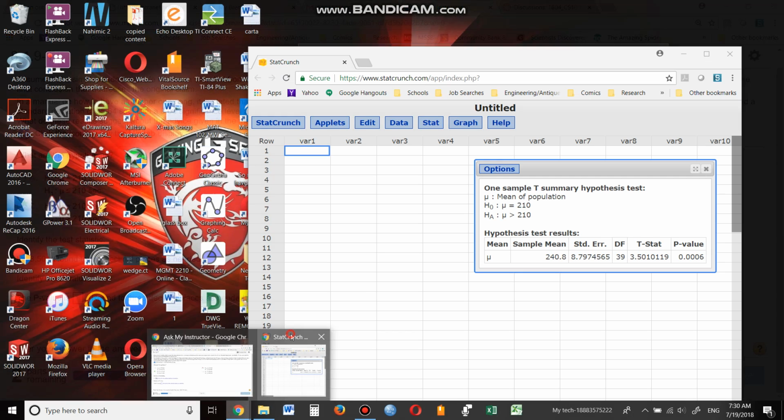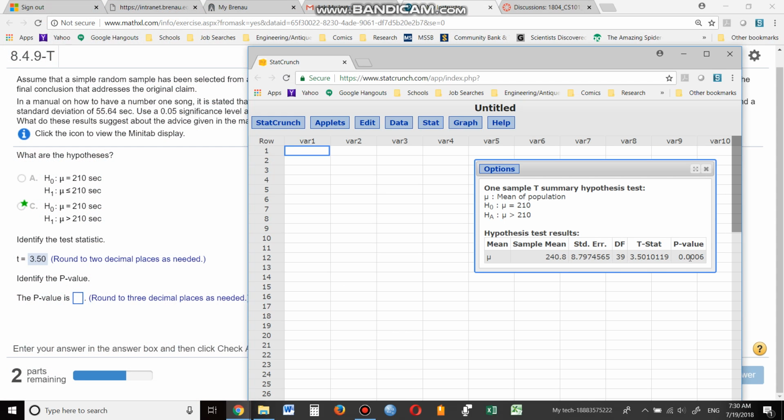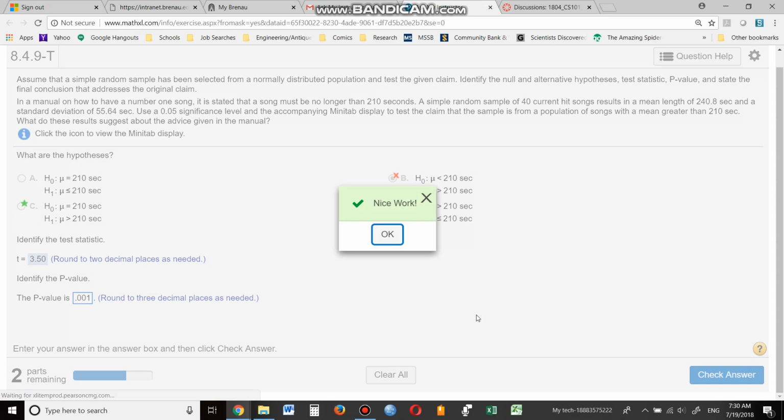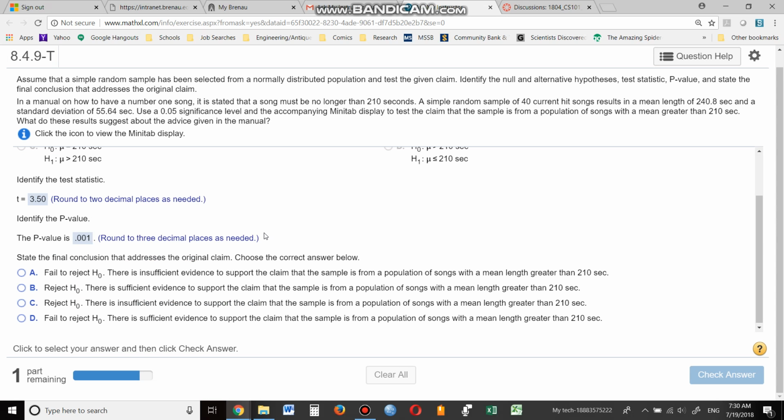Let's go back to my StatCrunch output here. The p-value is 0.001 to 3 decimal places. So that's relatively small. And now let's make the decision. Well, alpha is 0.05, the p-value is 0.001. The p-value is smaller than alpha. Therefore, I'm going to reject the null.